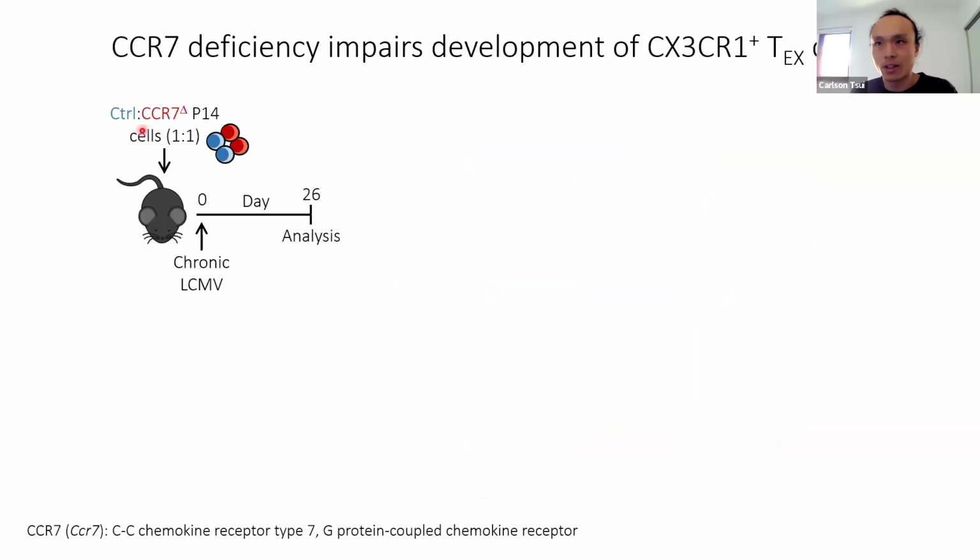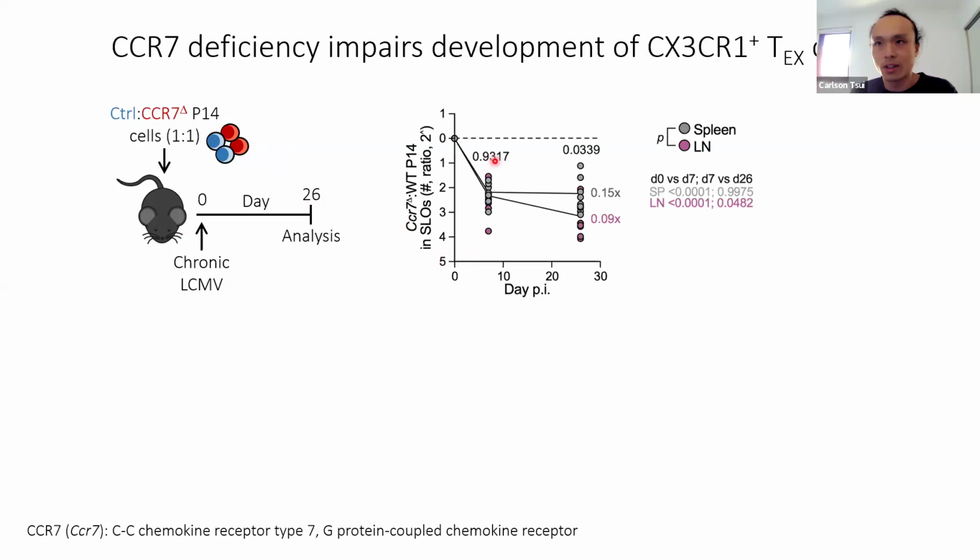So we first tested the role of CCR7. We used the same technology, CRISPR-Cas9, to generate CCR7-deficient P14 cells, and we co-transferred these cells with control cells, and then we did our usual chronic infection methodology. We found that in the absence of CCR7, cells are underrepresented in both the spleen and lymph nodes, indicating that CCR7 is required for cell expansion in lymphoid organs.